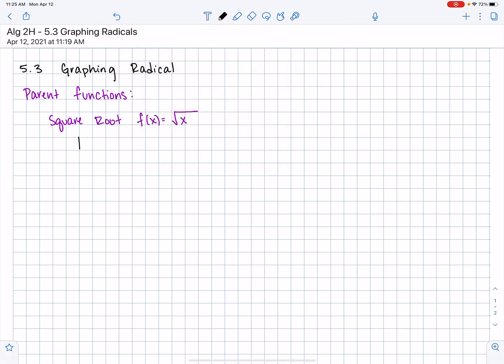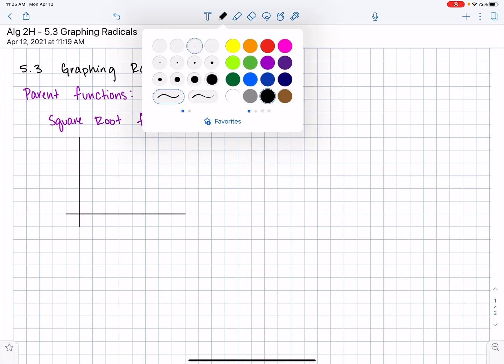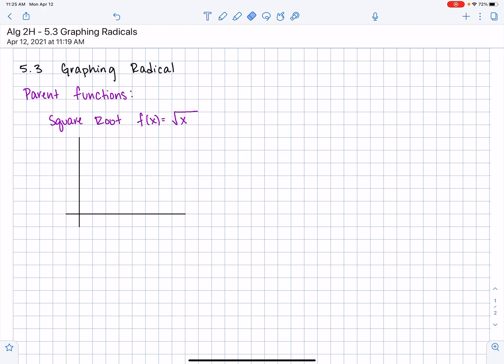So let's set up a set of axes here. And as we graph this, I like to, of course, look at an x and y table just to kind of get us an idea as to what points we are plotting. So if we are going to start with 0, well, the square root of 0 is equal to 0, so we can plot that right at the origin. That's our starting point. And plugging in 1, the square root of 1 is 1, so we go over 1, up 1, next point that we have.